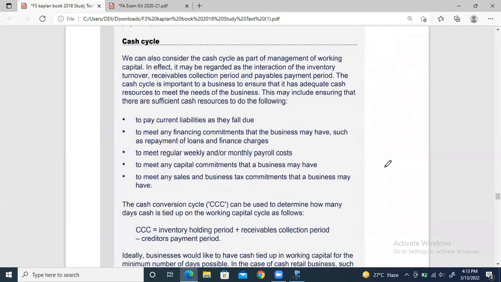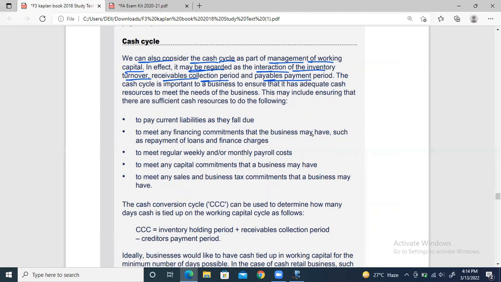Okay, now the next topic you can see here is the cash cycle, right? I guess you have studied this in the F2 exam as well. In management accounting, it's the same thing. We can also consider the cash cycle as part of the management of working capital. You know the meaning of working capital: it is basically the capital the companies need for daily operations, right? In effect, it may be regarded as the interaction of inventory turnover, receivables collection period, and payables payment period.